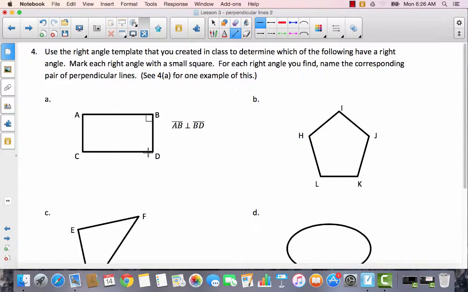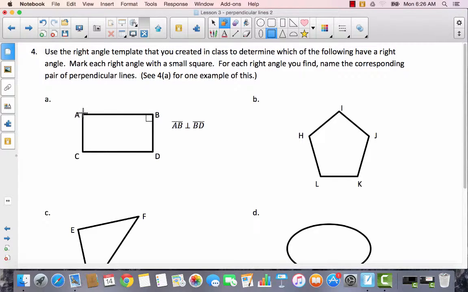Okay, let's take a look at the back page here. It says use the right angle template that you created in class to determine which of the following have a right angle. Mark each right angle with a small square. For each right angle you find, name the corresponding pair of perpendicular lines. So you can see right here for A, now I'm going to tell you that this can get a little bit tedious, but we're going to go through it together and make sure that we get all of the right angles. Okay, so you can see that we're going to be putting little squares in any of the line segments and any of the angles that form right angles.